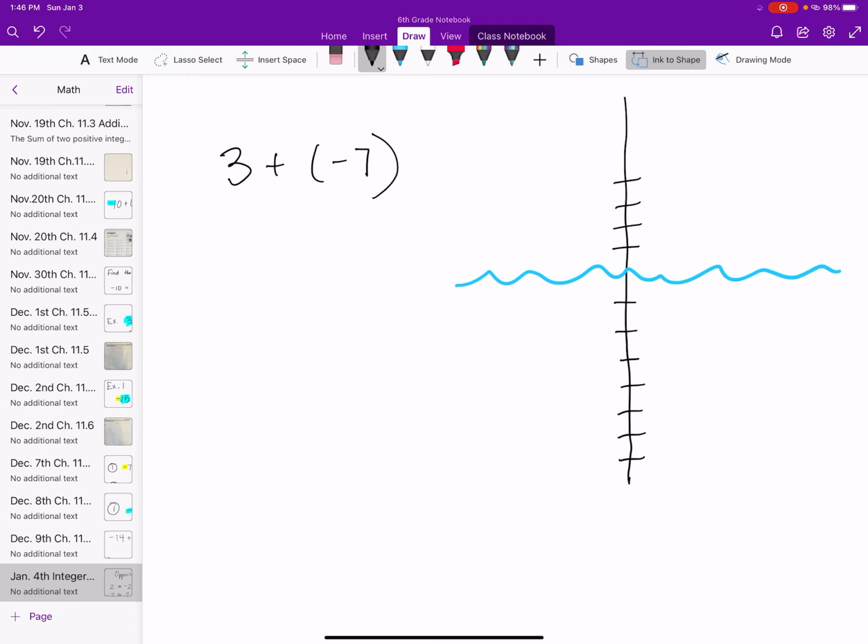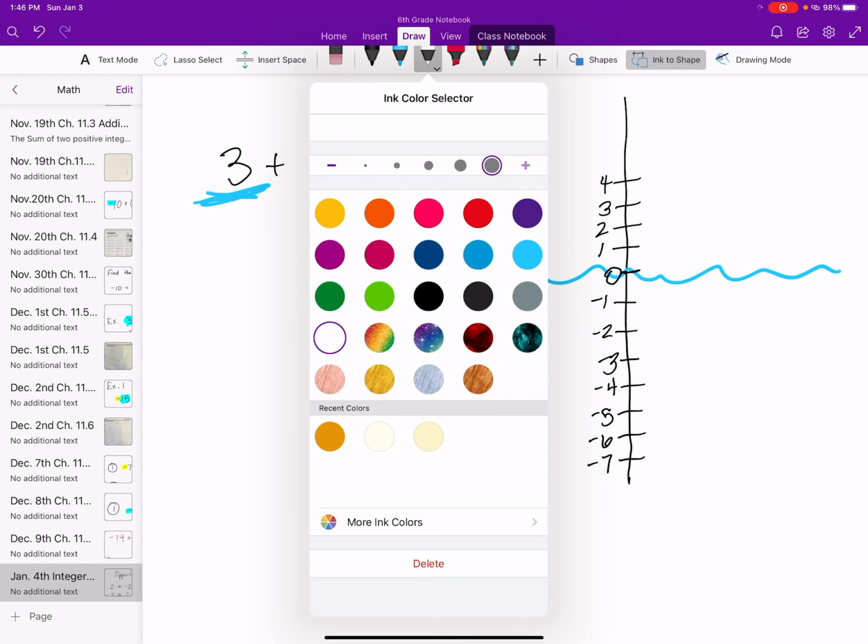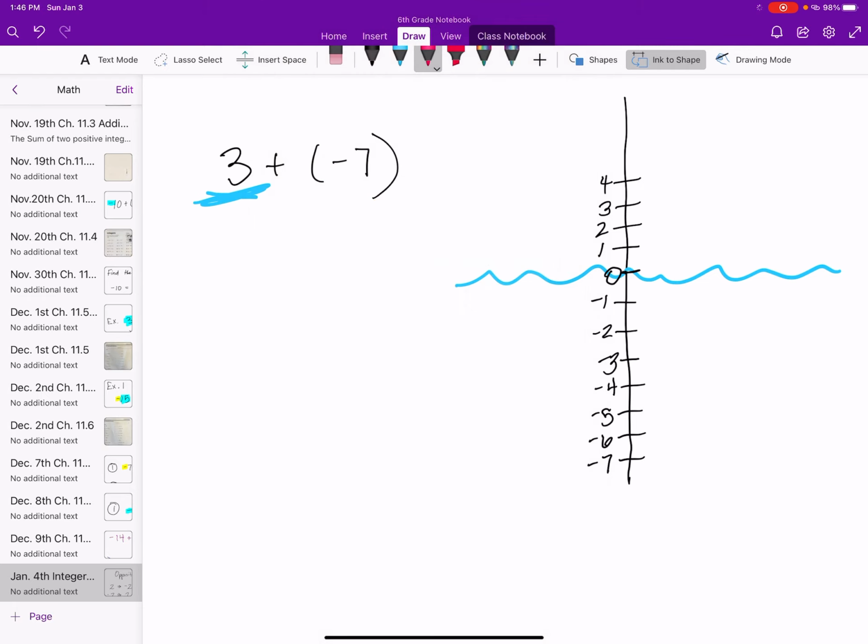So here is our 0, where our water line is. That's 0 there. And up here is 1, 2, 3, 4. Down here is -1, -2, -3, -4, -5, -6, -7. We're looking at our first number, which is +3, so we're going to start at +3. Now we're adding a -7 onto it. So it's like saying, here's an iceberg in the water, and we have our little penguin sitting atop here. That does not look like a penguin, I know, but I'm not going to take time to draw a penguin.